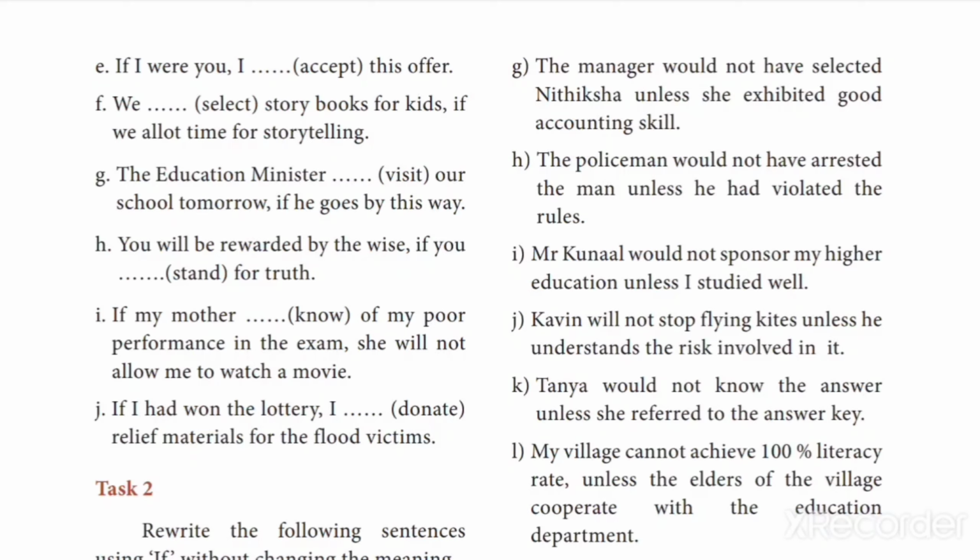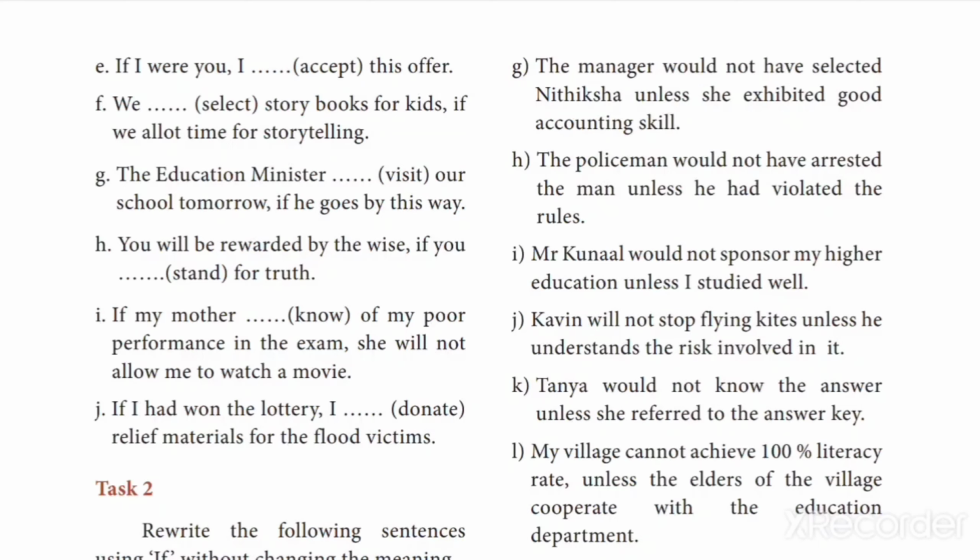Coming to G. The education minister dash visit our school tomorrow if he goes by this way. In the if clause the verb is goes, that is in present simple, so naturally the main clause must be in future simple with the combination of will plus infinitive. So the answer is, the education minister will visit our school tomorrow if he goes by this way.